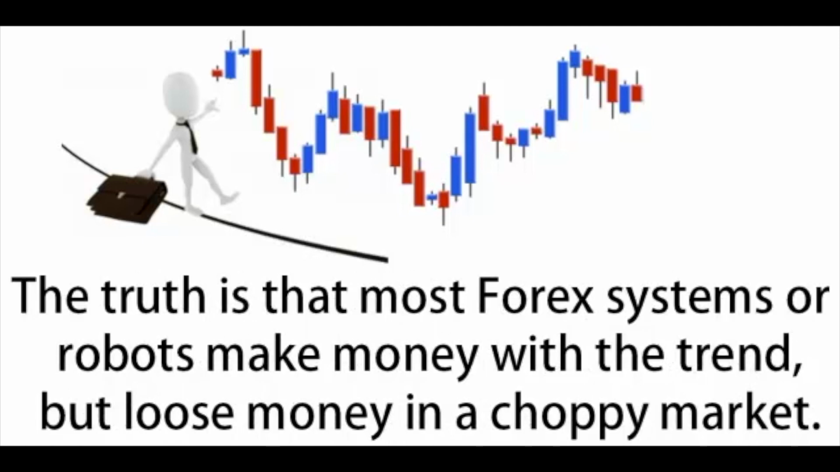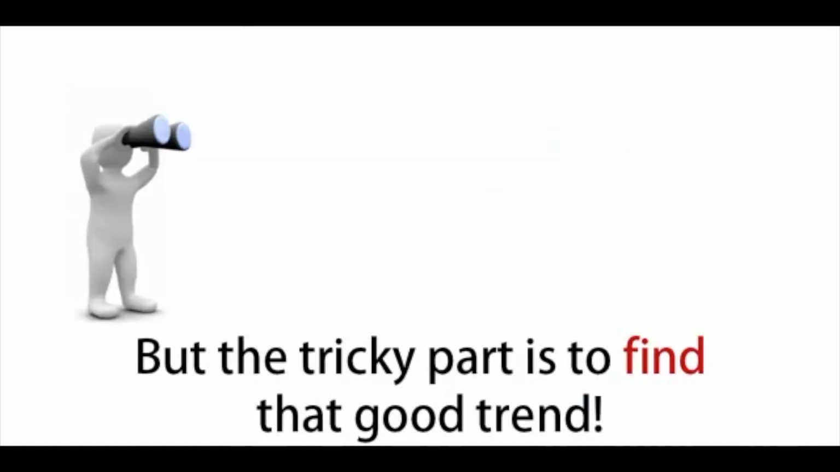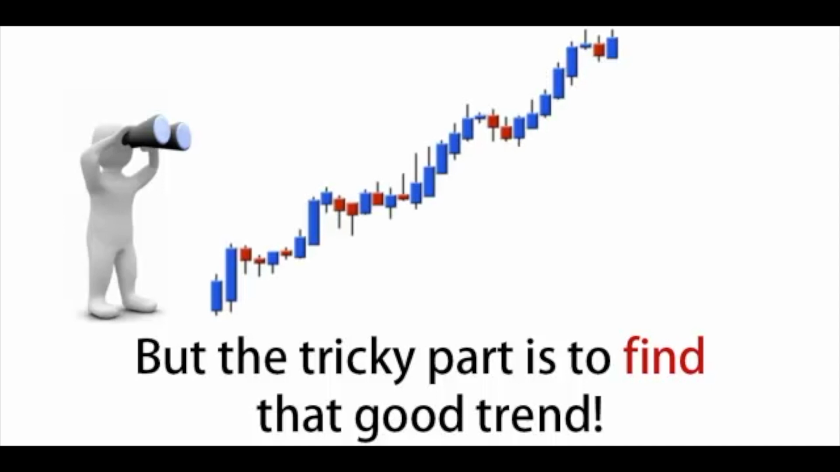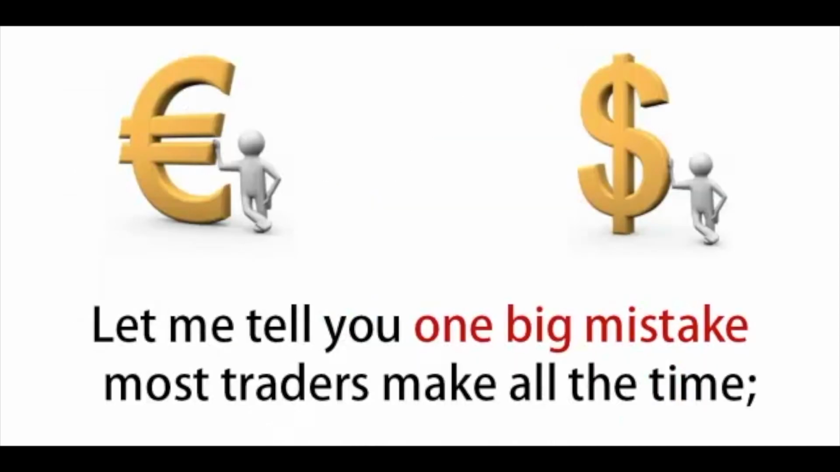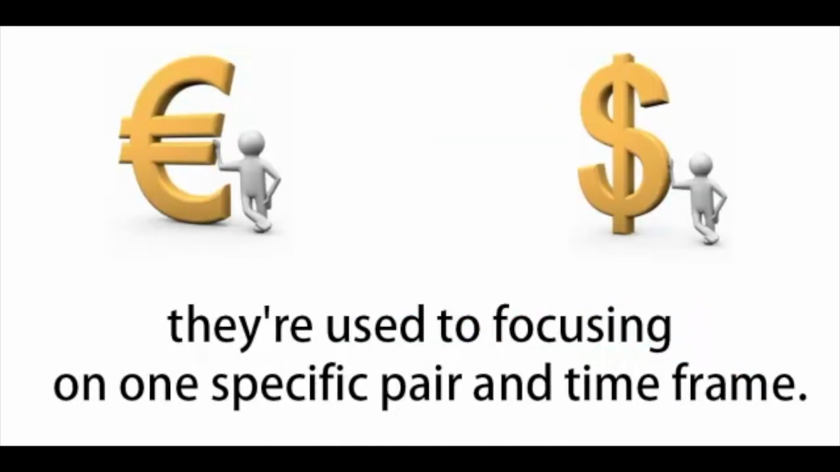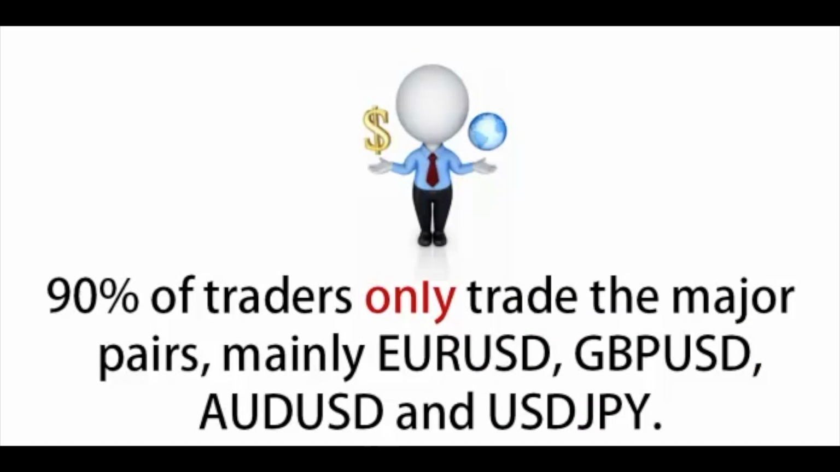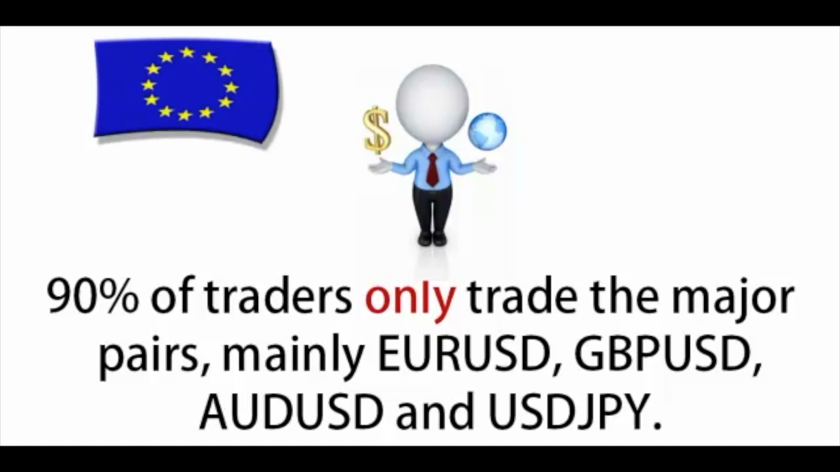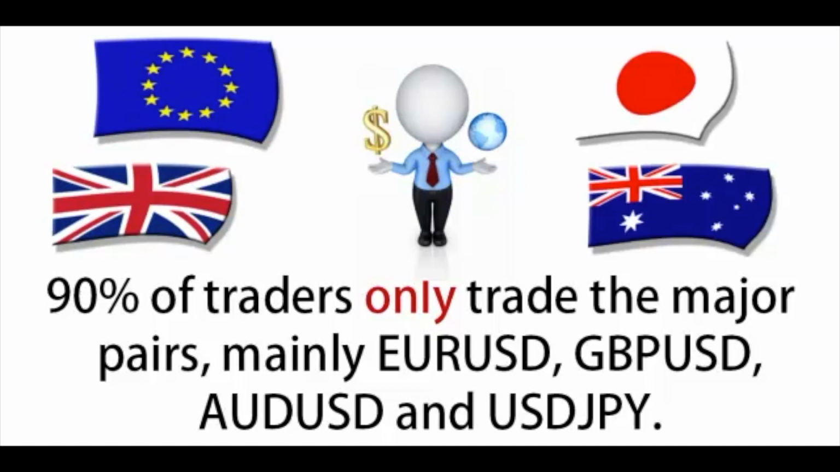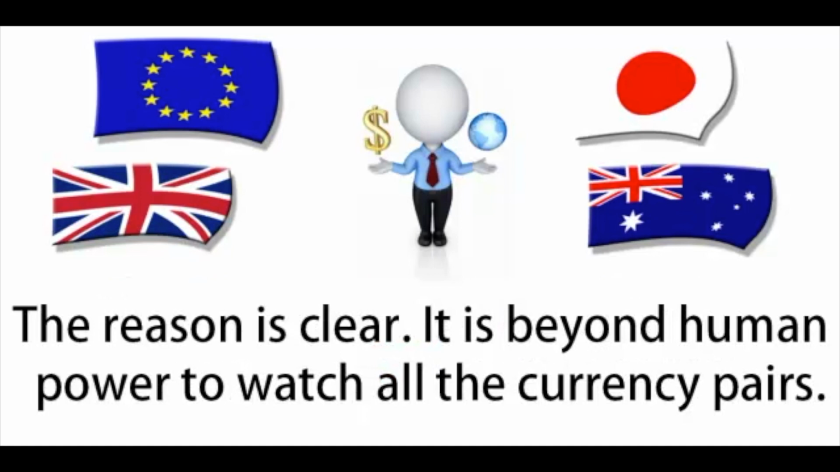The truth is that most Forex systems or robots make money with the trend, but lose money in a choppy market. But the tricky part is to find that good trend. Let me tell you one big mistake most traders make all the time. They're used to focusing on one specific pair and time frame. 90% of traders only trade the major pairs, mainly the euro, the cable, the Aussie and the yen. The reason is clear. It's beyond human power to watch all the currency pairs.